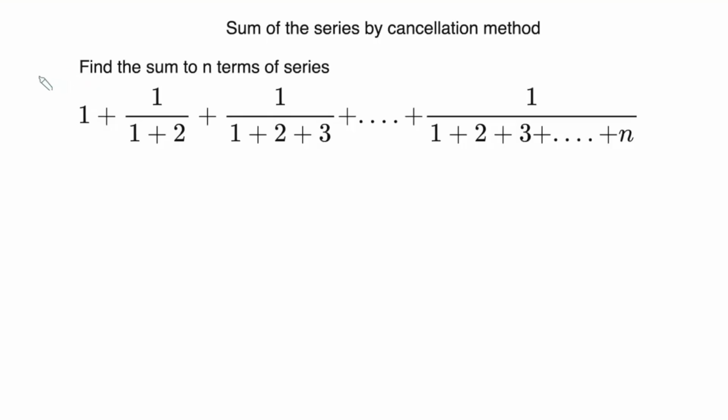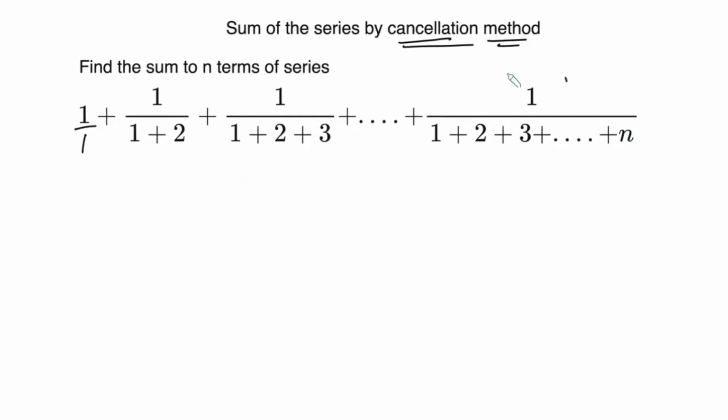Sometimes it is not possible to directly take the summation of a series, so what we do is we use the cancellation method. We want to find the sum of this series, which is 1 over 1, plus 1 over 1 plus 2, plus 1 over 1 plus 2 plus 3, and so on up to 1 over 1 plus 2 plus 3 plus so on up to n.